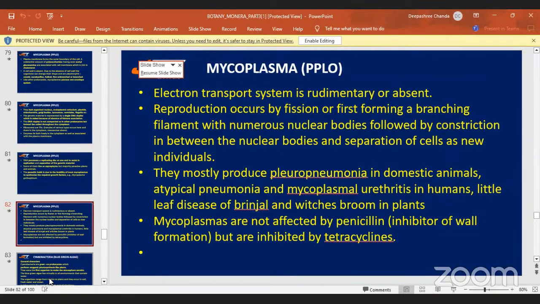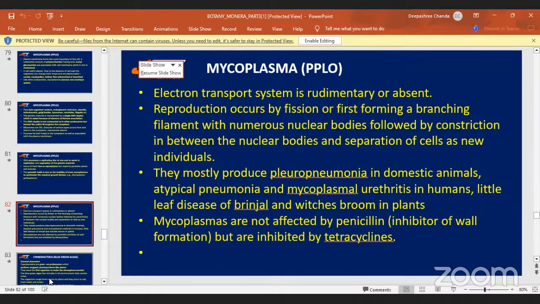I told you in the last class that for doing any kind of activity in our body, we need ATPs. We need a lot of ATPs. But since the electron transport chain is not available, they produce ATP by some other unknown mechanisms. Reproduction occurs by fission. Obviously, mycoplasma is a bacteria, and reproduction occurs by fission. Or instead of fission, sometimes branching filaments may develop that have numerous nuclear bodies. They just get constricted or separated, and as a result, two cells are produced.